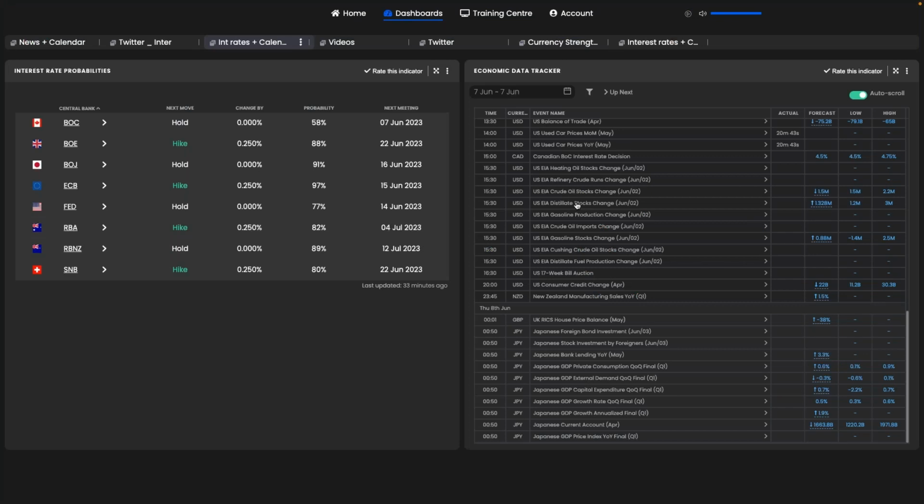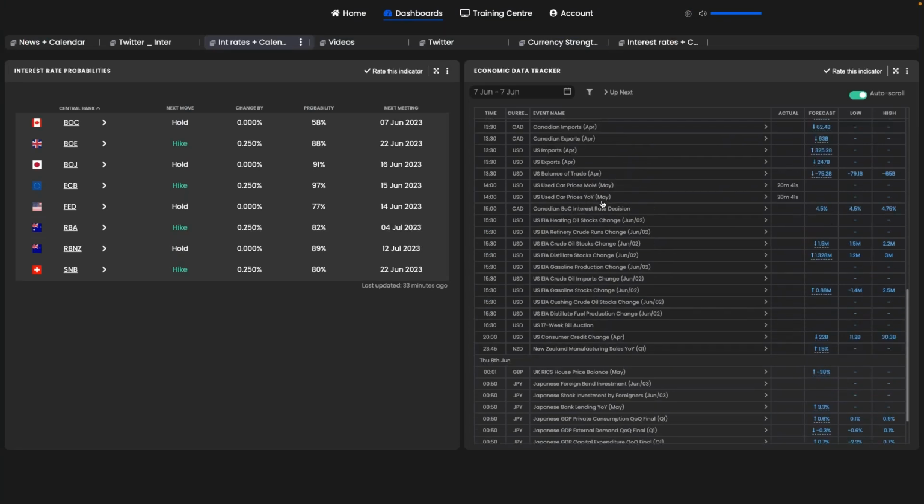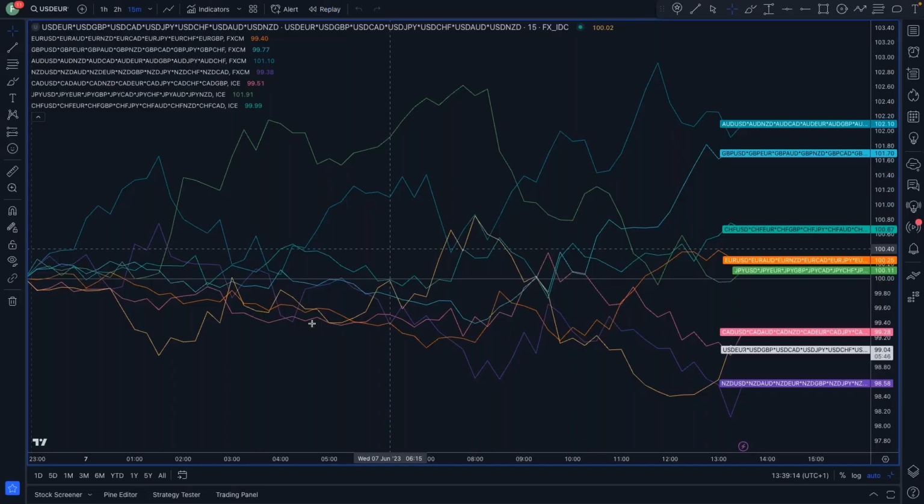So let's run through what I'm anticipating. If the Bank of Canada keep rates unchanged and there's no hike, I'd expect that to allow the CAD to weaken, and I'd expect Aussie CAD upside. If they do hike, I'd expect the CAD to strengthen, and I expect it to strengthen against the US dollar. So I would expect US dollar CAD downside.